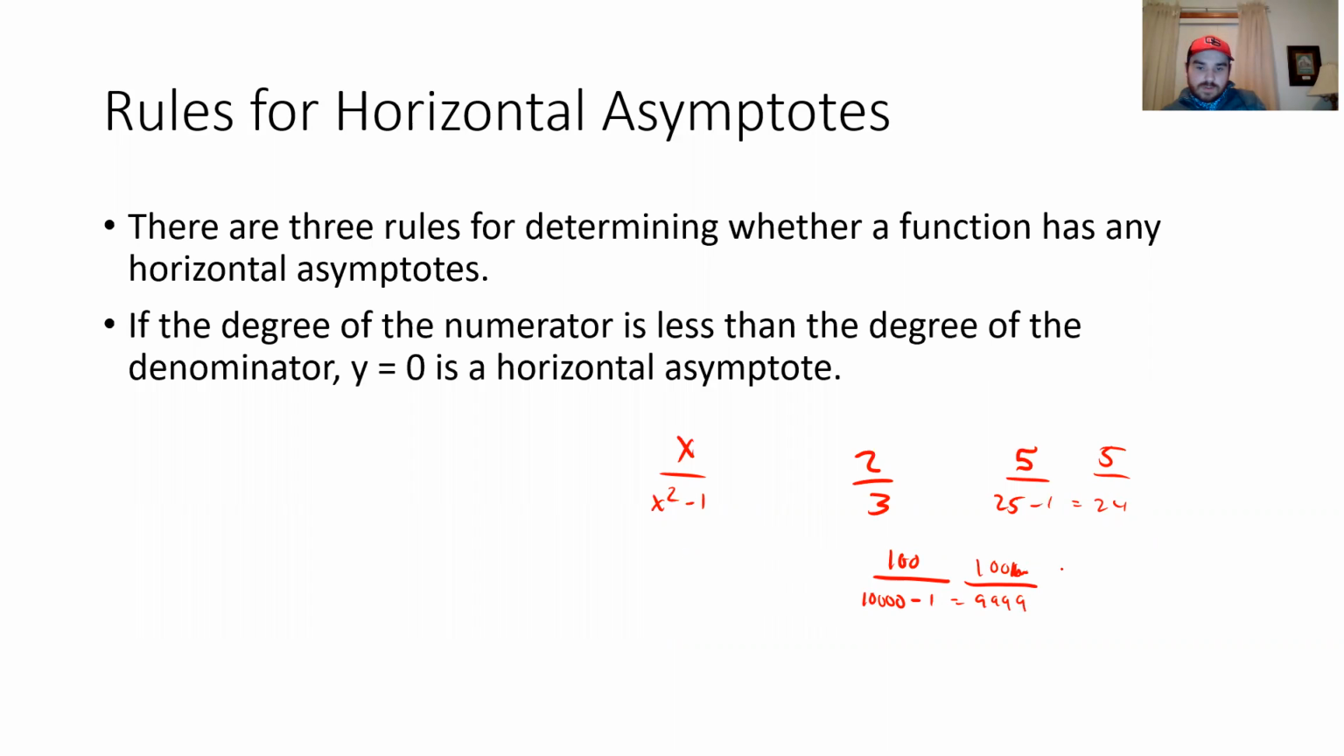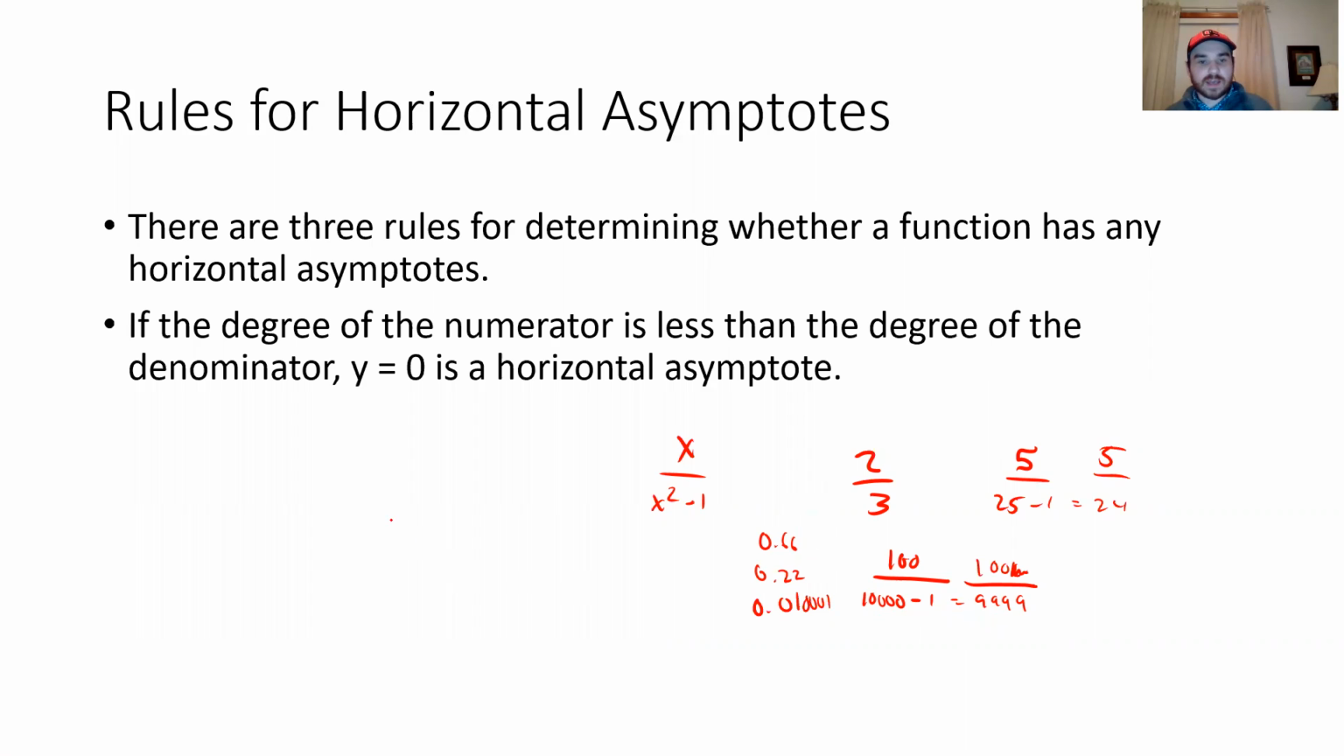Oh, oops, this should only have 2 zeros. And what you'll notice is 2/3 is about equal to 0.66. 5 over 24 is about equal to 0.22 or something like that. 100 over 9,999 is 0.010001. So you'll notice that these numbers are getting smaller and smaller as x gets bigger and bigger. This is because as x gets bigger and bigger, first of all, this becomes irrelevant, right? When we're talking about the difference between 10,000 and 9,999, that's pretty negligible.